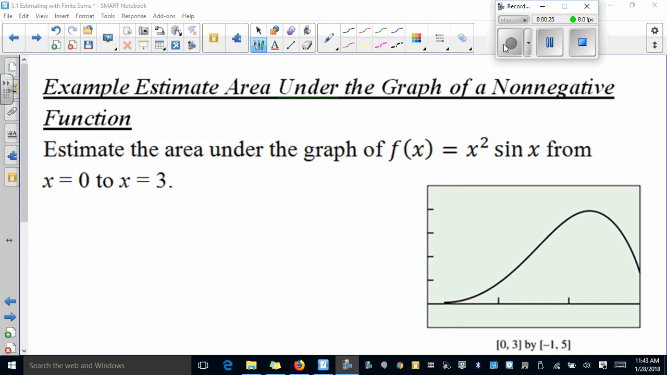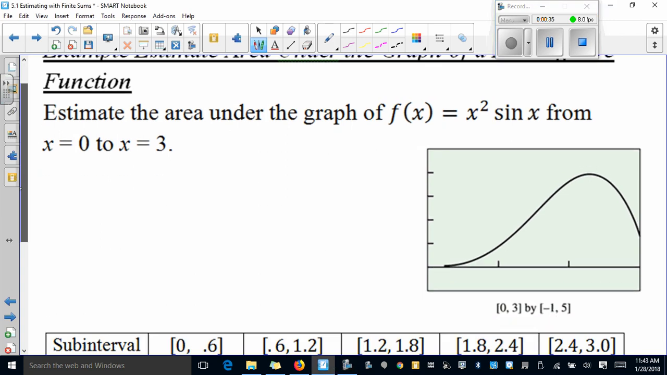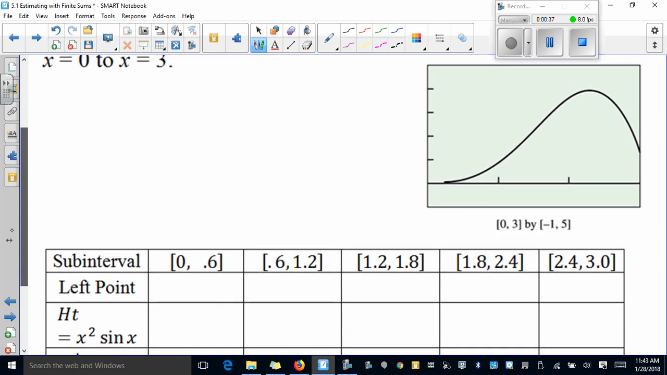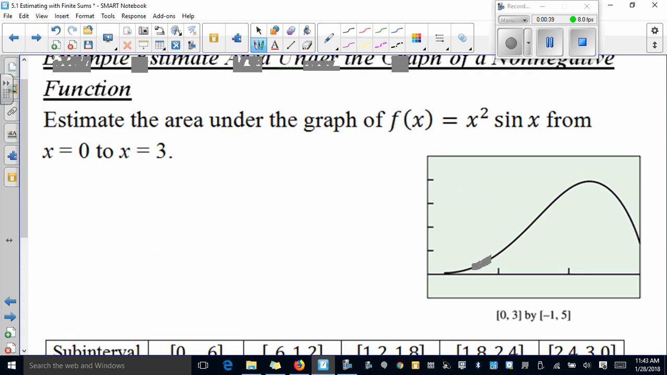So remember our delta t, or delta x in this case, is going to be, yeah, I want to write delta x because we're using x. They're not talking about a time curve anymore. Delta x equals 3 minus 0 over n, which is 5, which gives us 3 over 5, or 0.6.